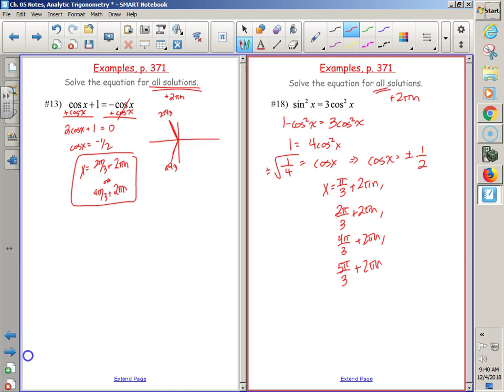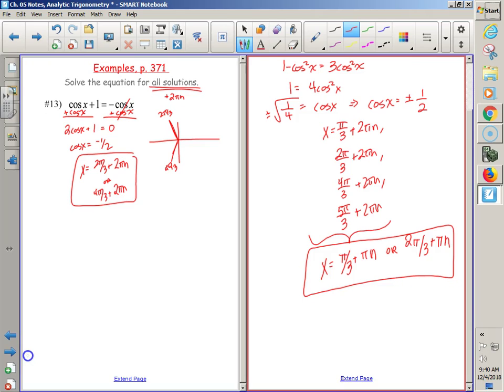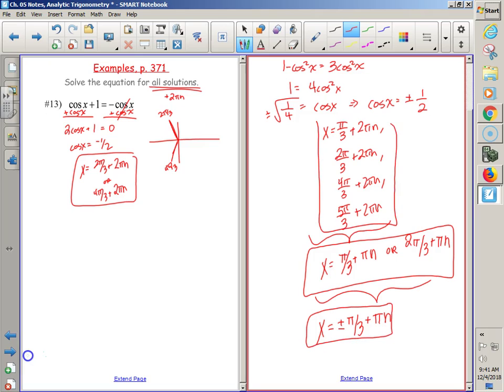But, goodness gracious, that's tedious. Is there a better way? There is. All of this can be summarized in x equals pi over 3 plus pi n and 2 pi over 3 plus pi n. Another way of looking at it, you could also say that this is x equals plus or minus pi over 3 plus pi n. Well, how are all of these the exact same thing?